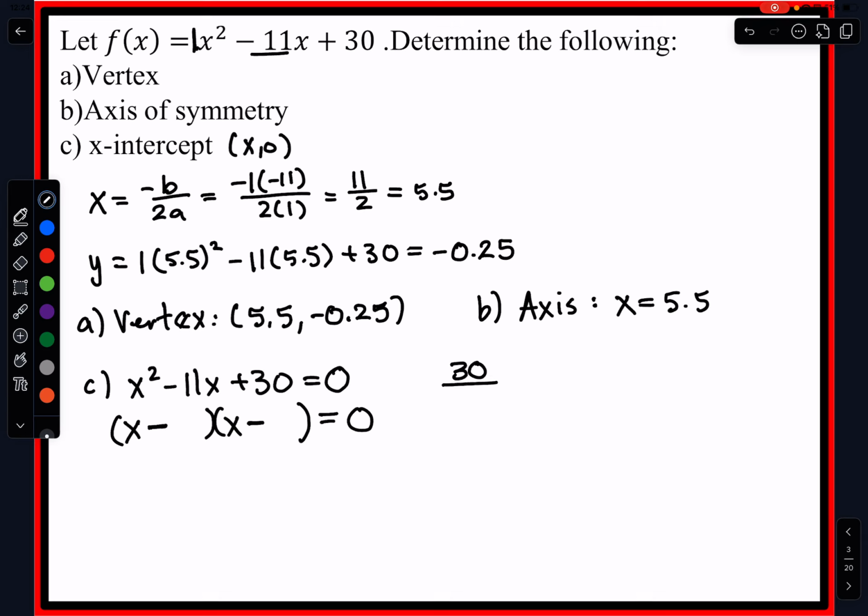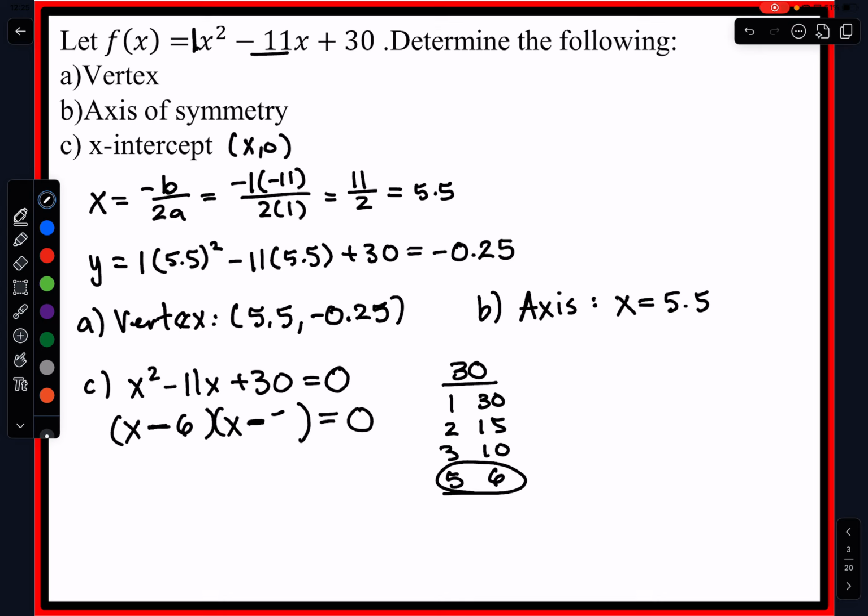Now let's figure out what numbers we're going to use. So we're going to focus on the 30 and find factors of 30. So 30 could be divided by 1, 30 can be divided by 2, 30 can be divided by 3, and 30 can be divided by 5. So of these sets here, we're going to use the set that's going to add up, because they're both negative, same sign, they're going to add up to negative 11. So that's going to be the last set right here.